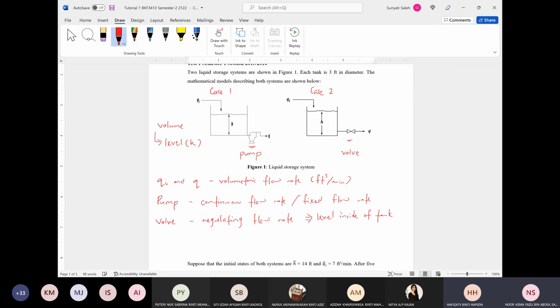So when it depends on the level inside the tank, that means there will be a specific relationship to represent the change. Normally for the valve, we will use Q equal to H over R. This is what we call a linear relationship.